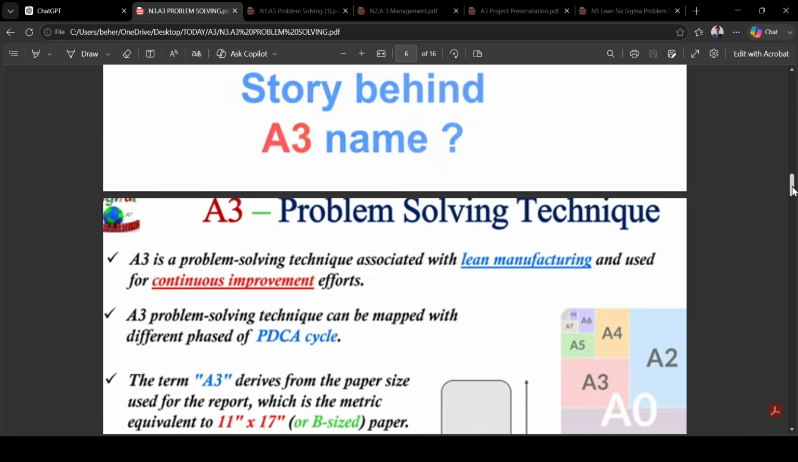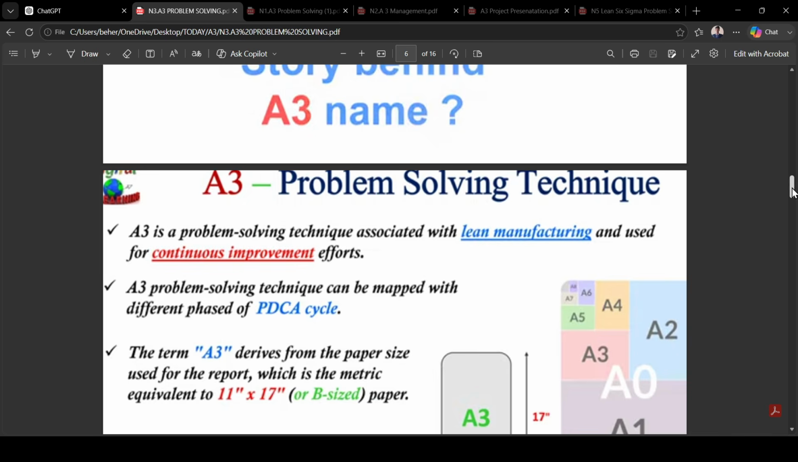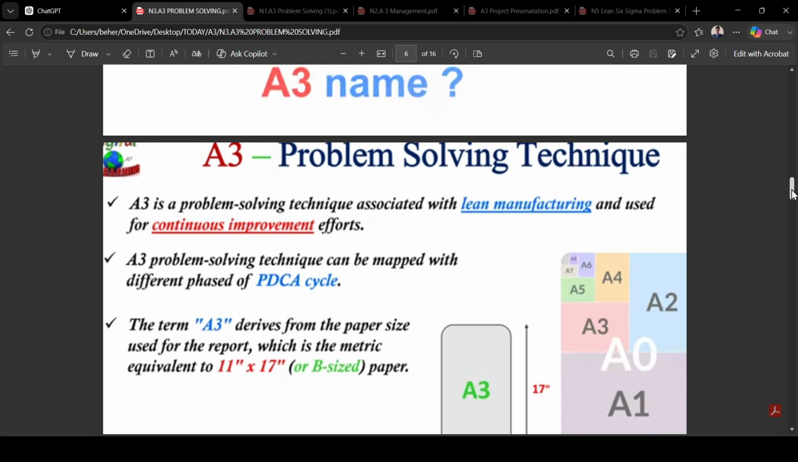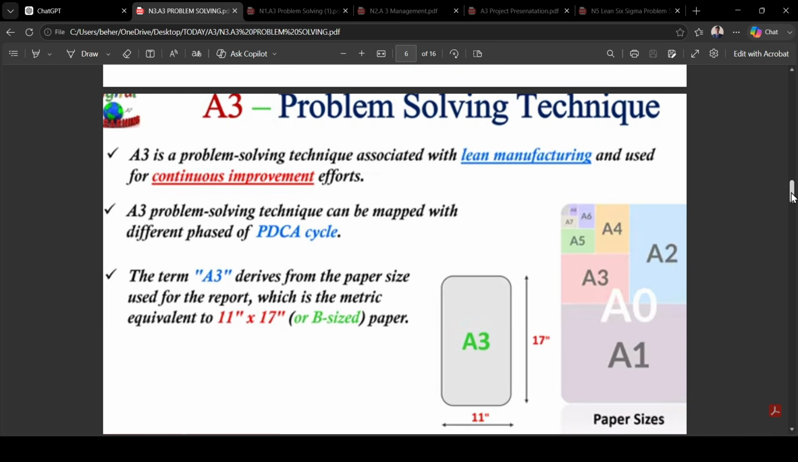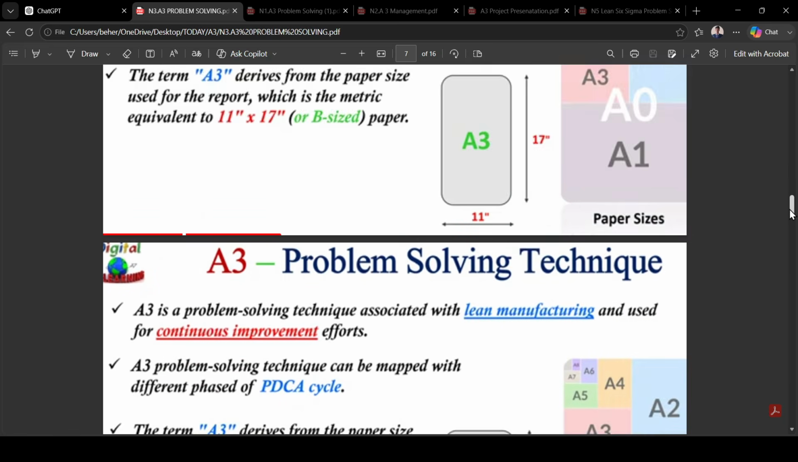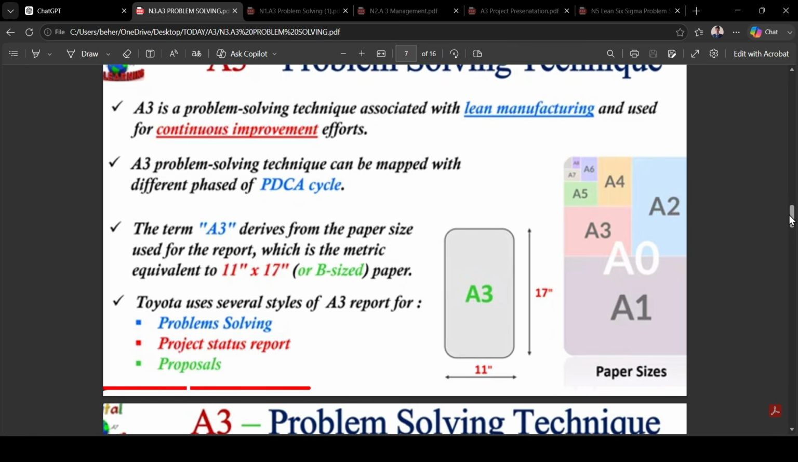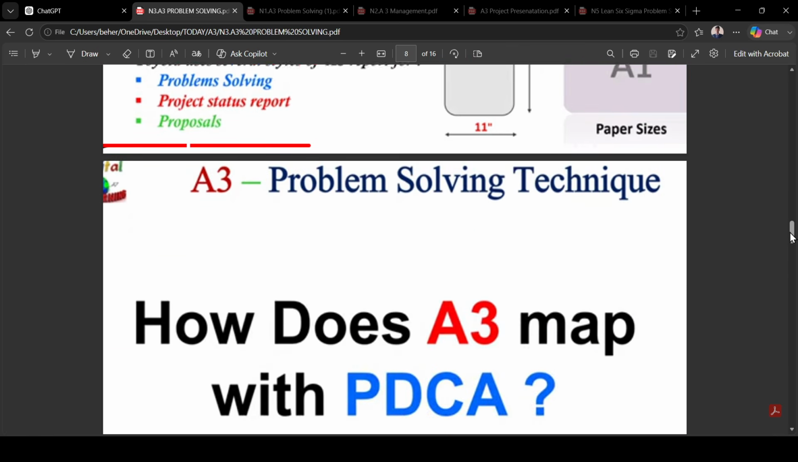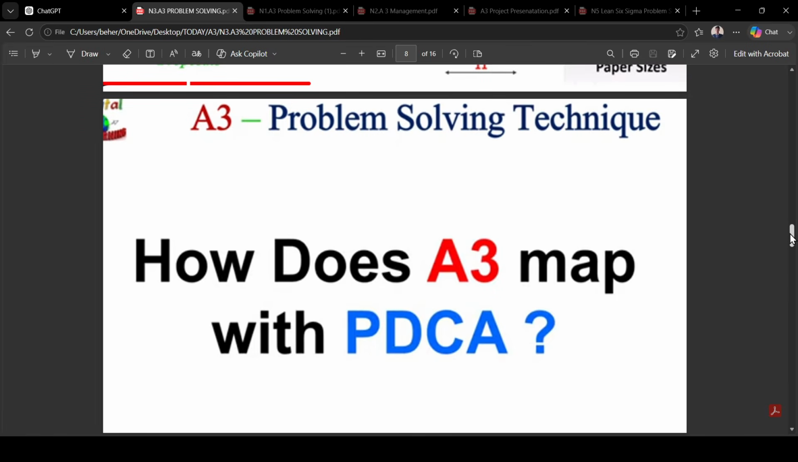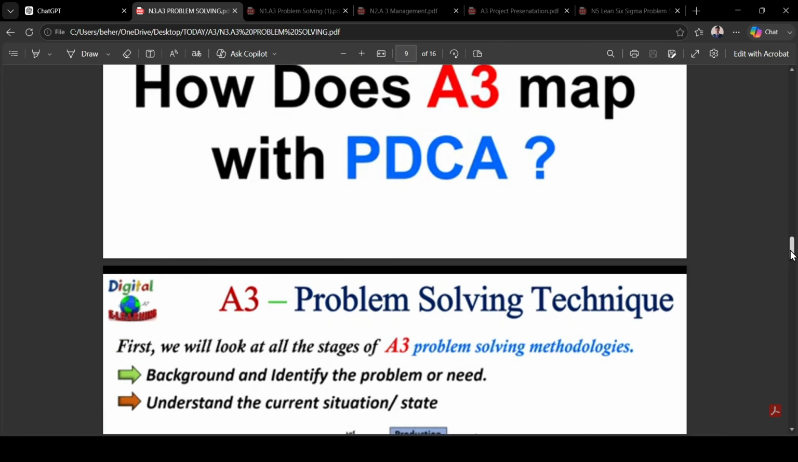The story behind the A3 name. The term A3 derives from the preferred paper size used for the report, a metric equivalent to 11 by 17 inch paper. Toyota has several styles of A3 paper: problem solving, project status report, and proposal. And how does A3 map with PDCA?